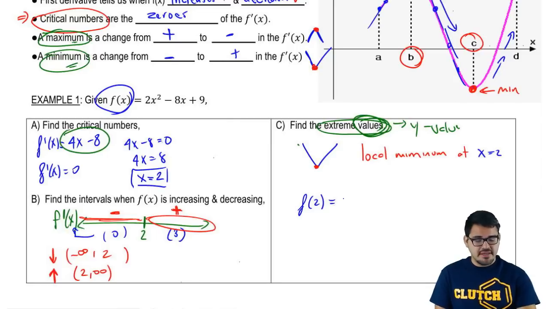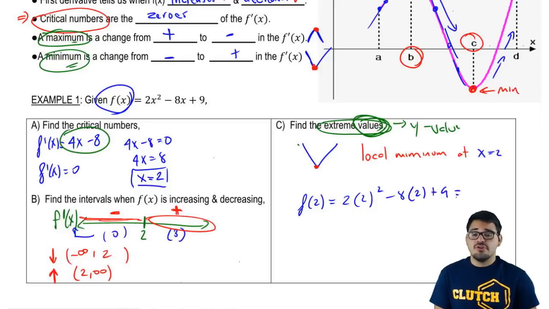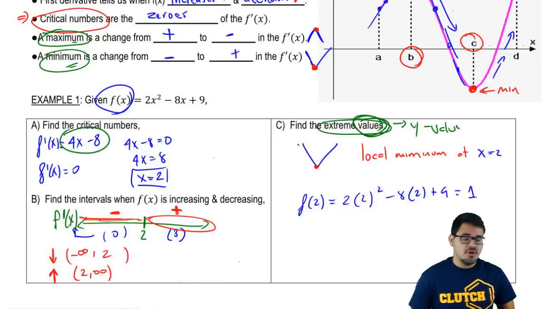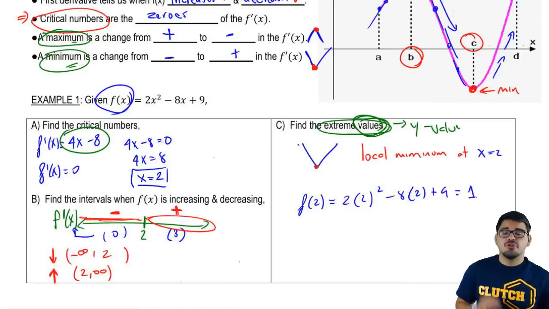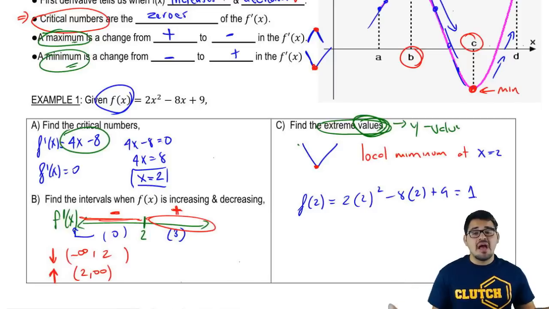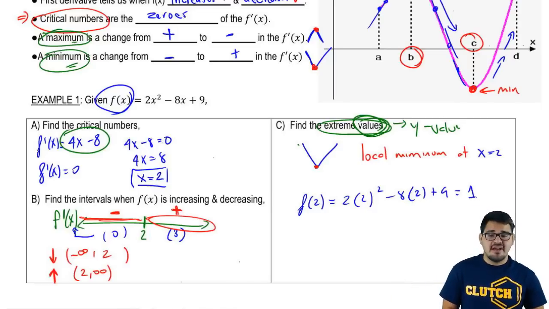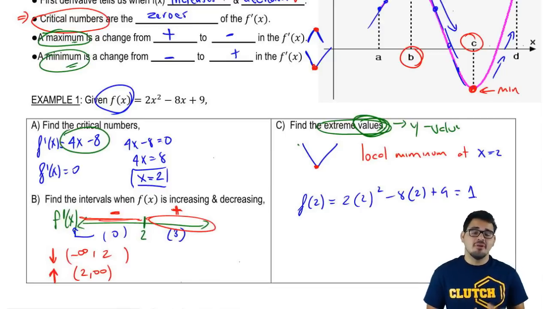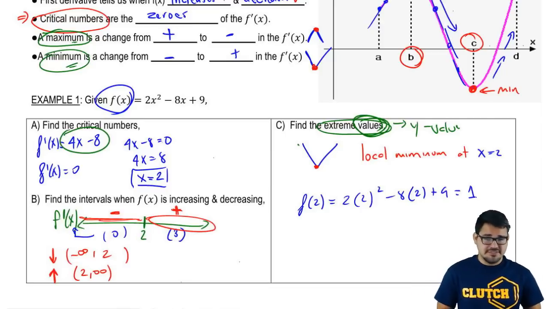Alright? So if I plug into my f, by doing all this hard work that we don't want to do, you guys can try this out on your own right now. Your answer is going to be 1. Therefore, your local minimum is equal to 1. And you don't have a maximum value due to the fact that your critical number was just a minimum because it went from negative to positive.